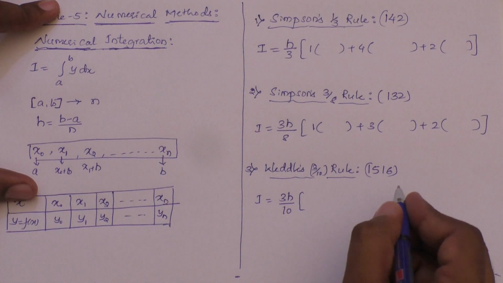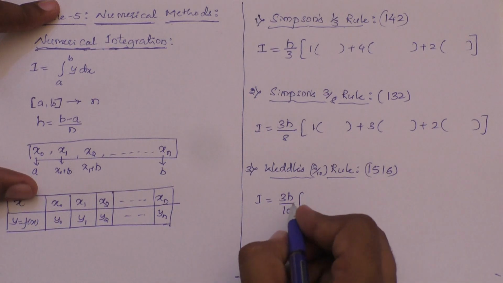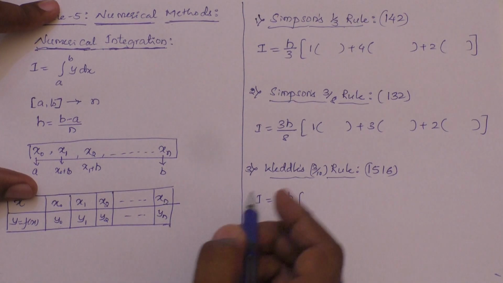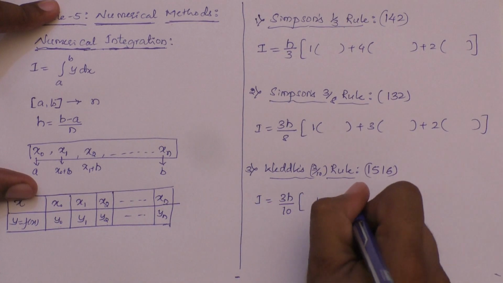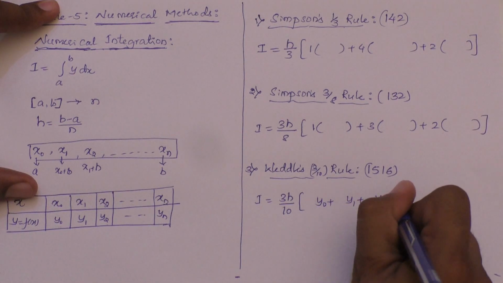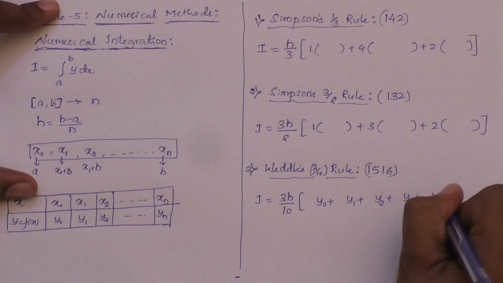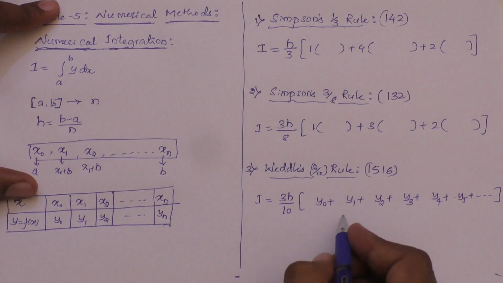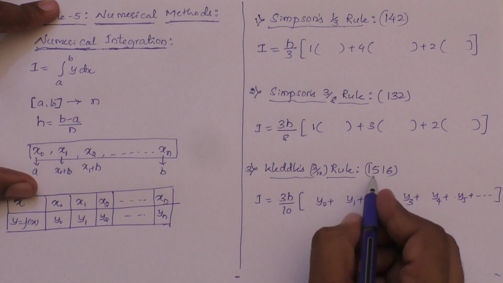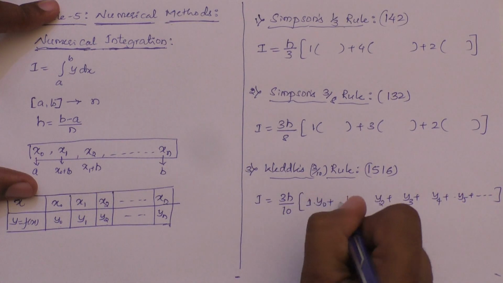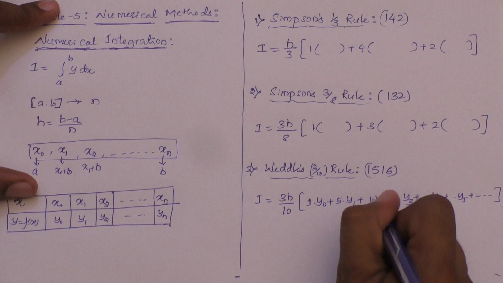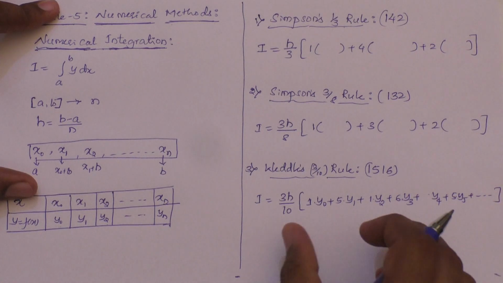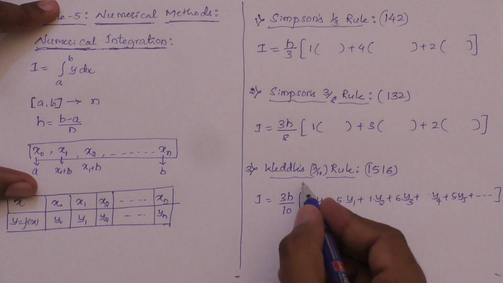Then Weddle's rule, 1516. The values we got, y0, y1, y2 up to yn, write as they are: y0, y1, y2, y3, y4, y5, y6 and so on. The coefficients of these terms should follow 1516. First one 1, second one 5, then 1, 6, 1, 5, 1, 6, like that. This is how we construct the formula for Weddle's rule.